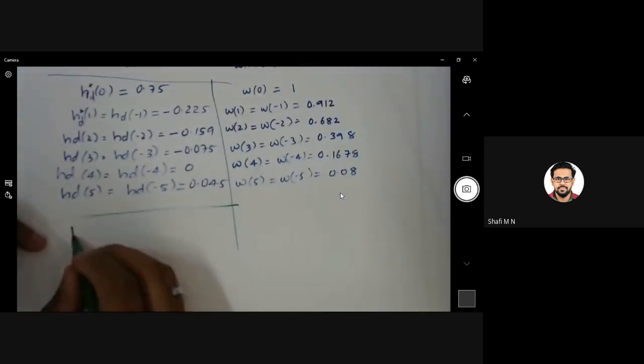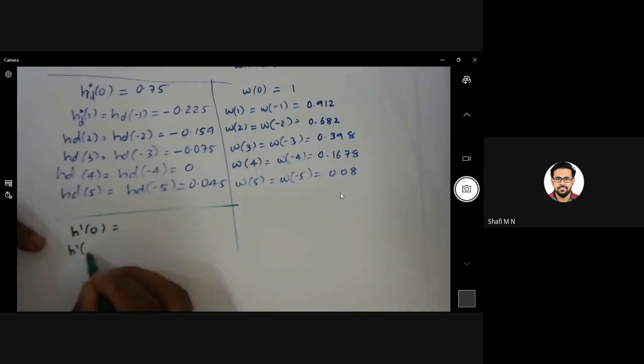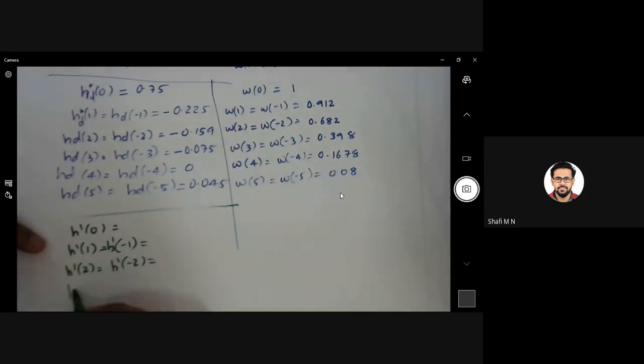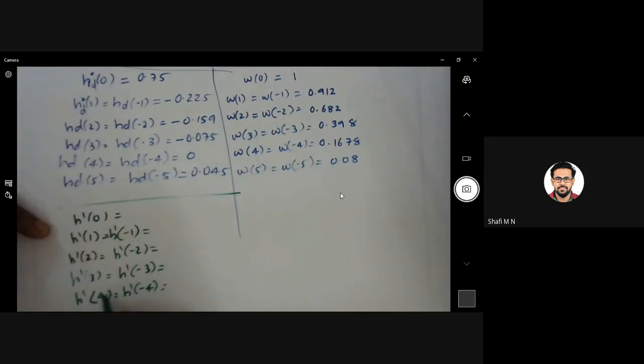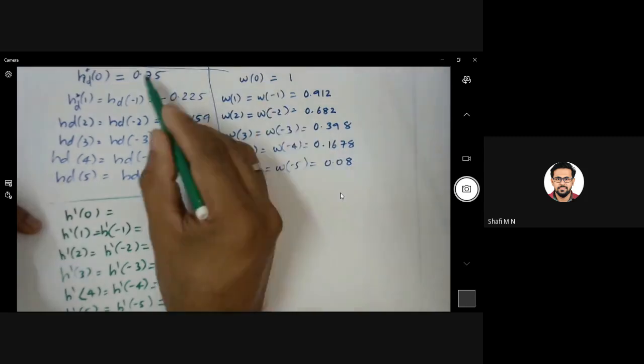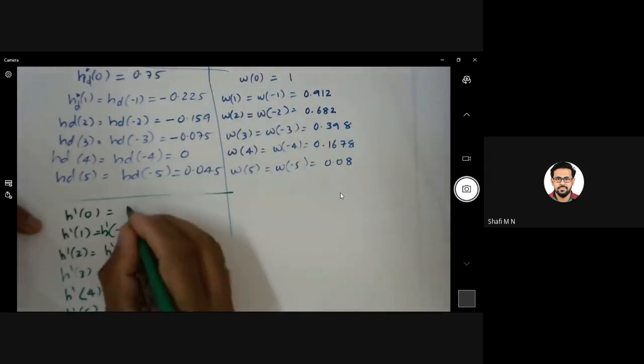So h dash of 0, then h dash of 1 is equal to h dash of minus 1, then h dash of 2 is equal to h dash of minus 2, h dash of 3 is equal to h dash of minus 3, h dash of 4 is equal to h dash of minus 4, then h dash of 5 is equal to h dash of minus 5. So multiply each and every value. It's 1 into 0.75, that will be 0.75.